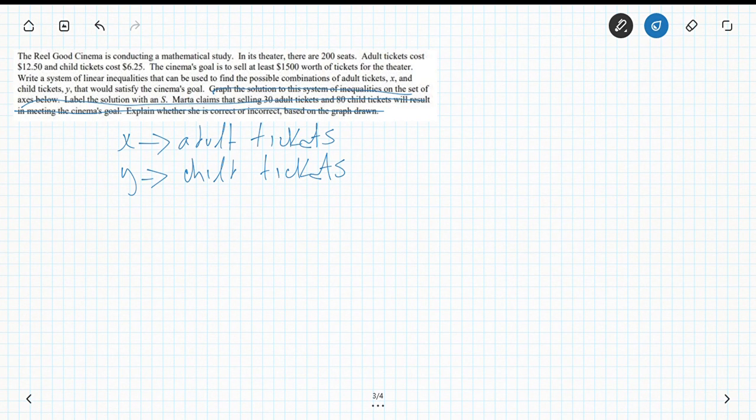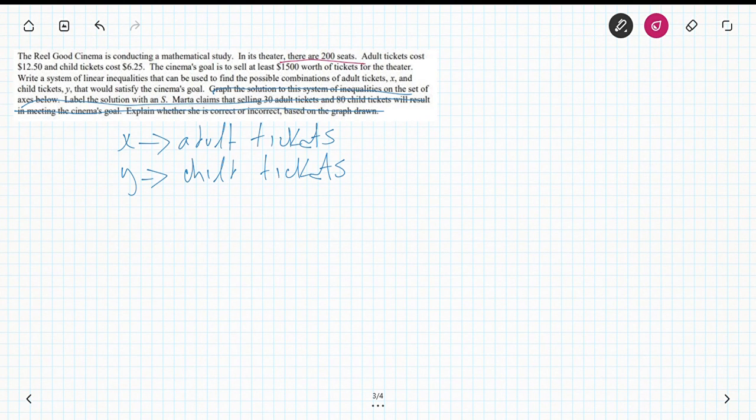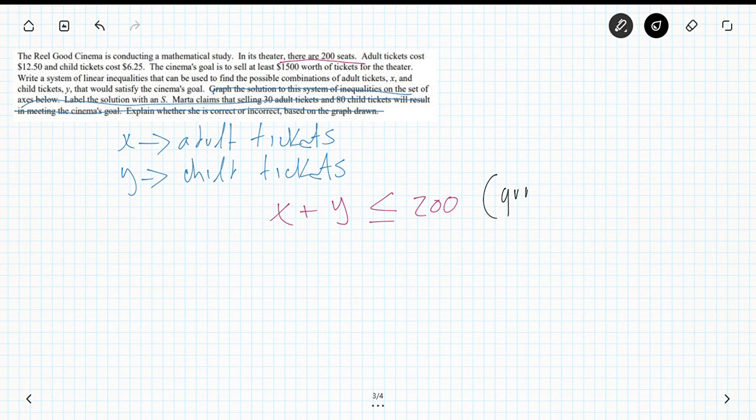Alright, so let's go ahead and write two lines, one that deals with quantity and one that deals with price or money. Okay, so the first thing is I want to highlight this sentence right here that says there are 200 seats. Okay, so that means that if I add my adult tickets plus my child tickets, I cannot sell more than 200 seats because there are only 200 seats. So this addition has to be less than the space that is in the theater. Okay. Next thing I want to write is, let me just write in parentheses that this line deals with quantity. Okay. And the other line is obviously going to deal with money slash price.